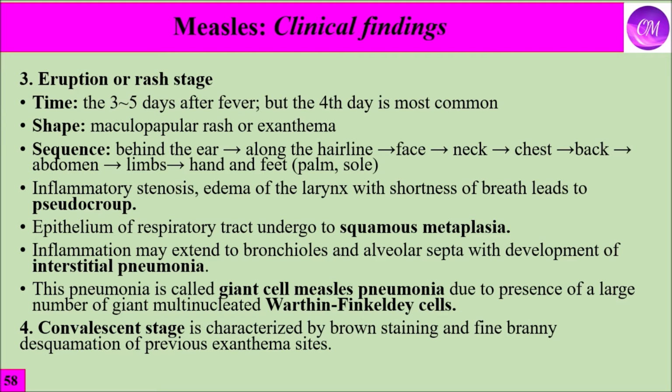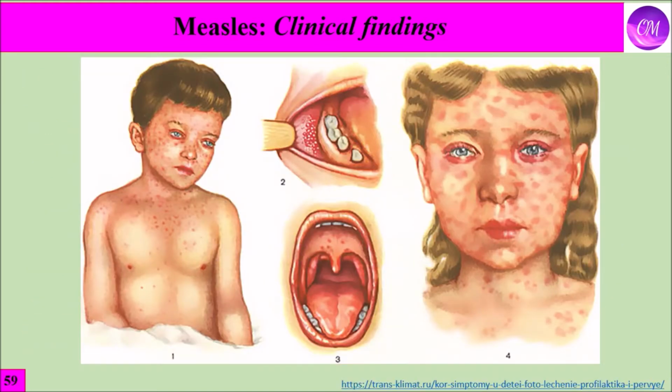The epithelium of the respiratory tract undergoes squamous metaplasia. Inflammation may extend to bronchioles and alveolar septa with development of interstitial pneumonia. This pneumonia is called giant cell measles pneumonia due to the presence of a large number of giant multinucleated Warthin-Finkeldey cells. The convalescent stage is characterized by bronze staining and fine branny desquamation of previous exanthema sites. And here you see the illustrations about the clinical findings of measles.